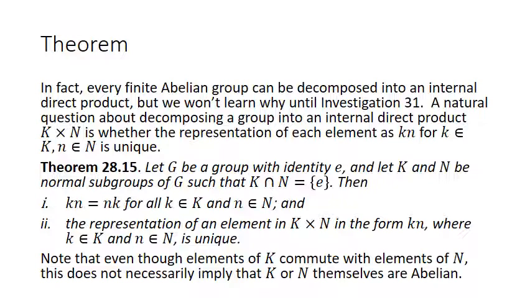One thing to note here is that even though this seems like a pretty strong commutativity result in the first point there, the kn equals nk, that is not necessarily saying that either K or N are commutative or abelian, nor is the group necessarily abelian. It's only that elements of K commute with elements of N. Elements of K may not commute with each other at all, and elements of N may not commute with each other either. Just the elements of K commute with the elements of N. So that's kind of interesting. Let's look at the proof.